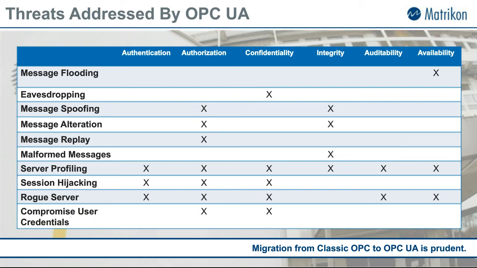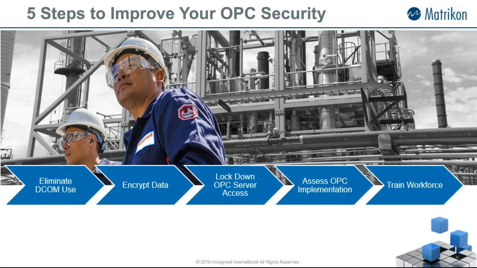Okay, so one thing to keep in mind: if you are working on your OPC strategy and coming up with a plan to start moving to OPC UA from OPC Classic, that is definitely a prudent move. All right. So having said that, what are the 5 steps that you could take to improve your OPC security? The ones I'm going to cover in the next 5 slides are eliminating the use of DCOM, encrypting your data, locking down your OPC server, meaning the access that you give to OPC clients once they connect, doing assessments of your OPC implementations, and ensuring that you or your people responsible for working with OPC have the right training so you actually understand the technology you're working with. Right? The bad guys definitely make sure they understand it.